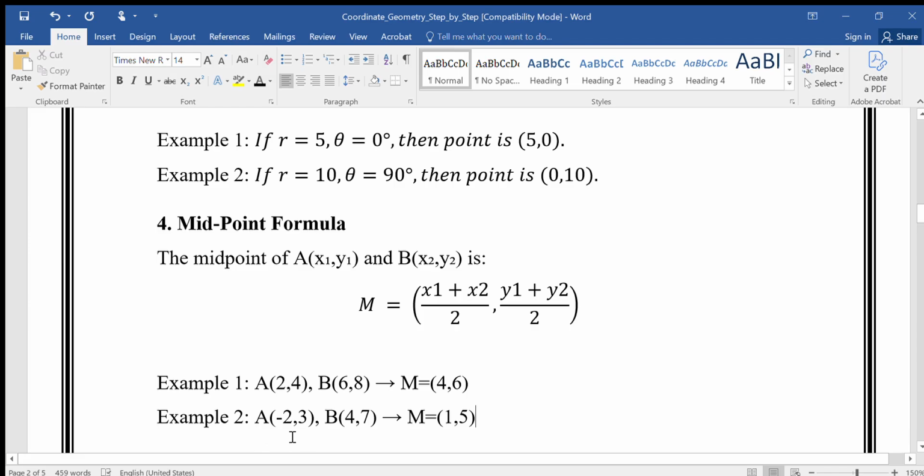A is equal to (-2, 3), so x1 is equal to -2, y1 is equal to 3. And the second point, B (x2, y2), x2 is equal to 4, y2 is equal to 7. Midpoint is equal to (-2 plus 4) divided by 2. -2 plus 4 equal to 2, 2 divided by 2 equal to 1. 7 plus 3 equal to 10, 10 divided by 2 equal to 5.